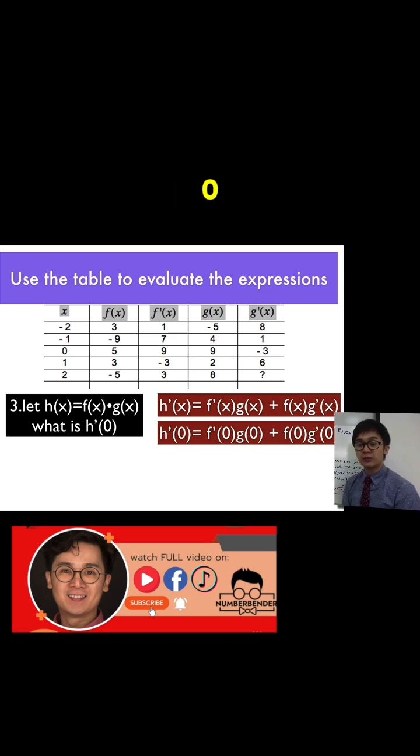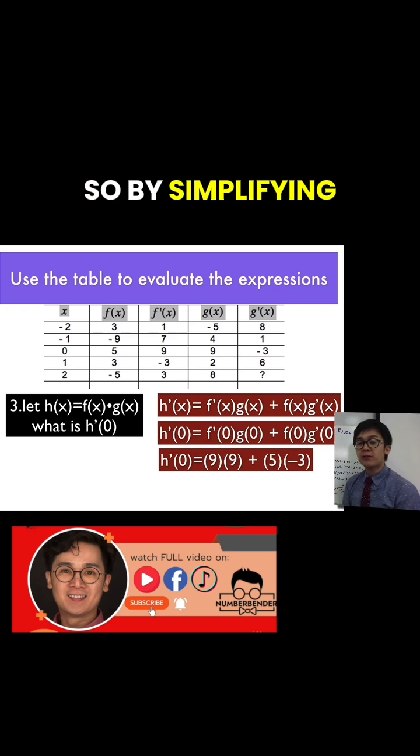And by using our table, we will replace f prime of 0, which is 9, and g of 0: you look at the g of x column and replace x by 0, and it will also give you 9. And for f of 0, you look at the f of x column and it gives you 5, and g prime of 0 gives you negative 3.